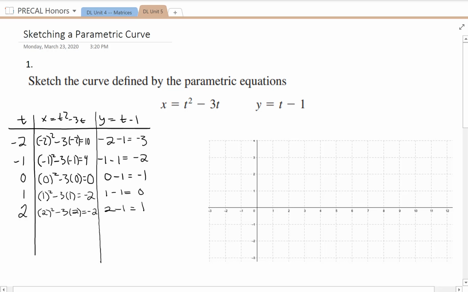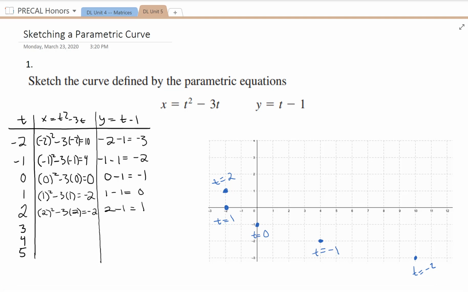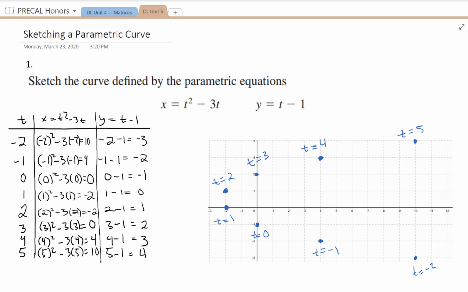Okay, so let's graph what we have so far. At t equals -2, we have the point 10, -3. That's when t is -2. It looks like we have this sideways curve, perhaps a parabola. So let's plug in just a few more values for t. I'm going to plug in 3, 4, and 5 to get a fuller picture of this parametric curve. So here's a fuller picture of the curve, and I'm going to connect the points.